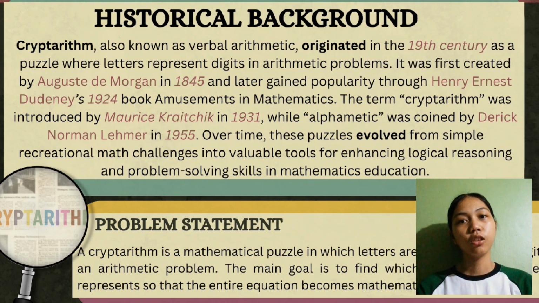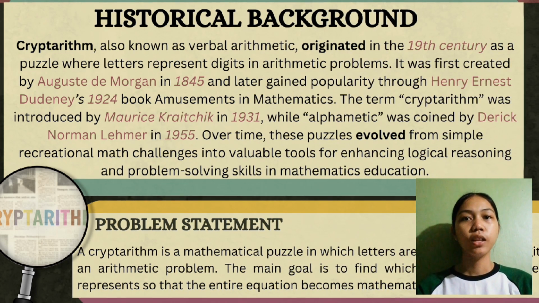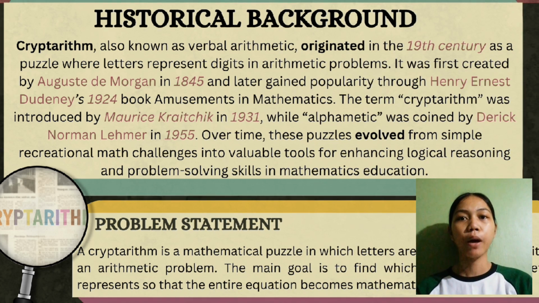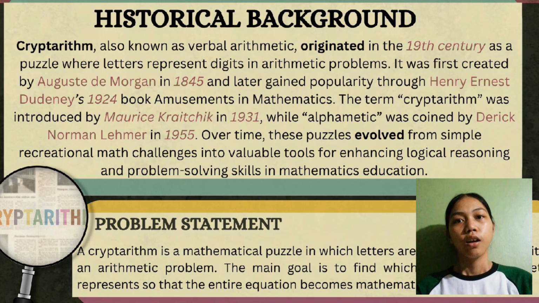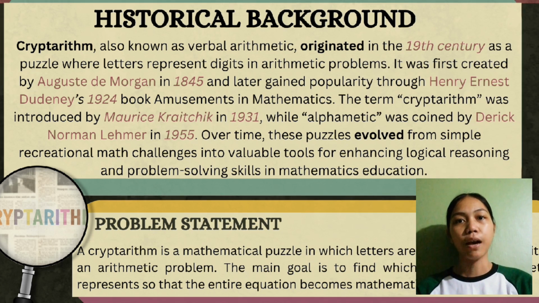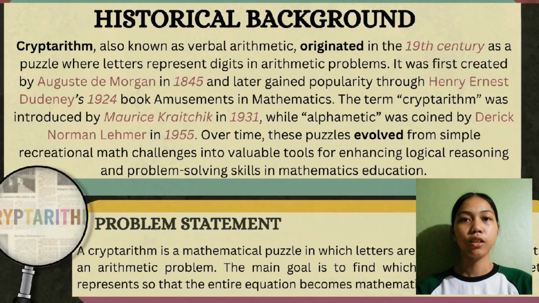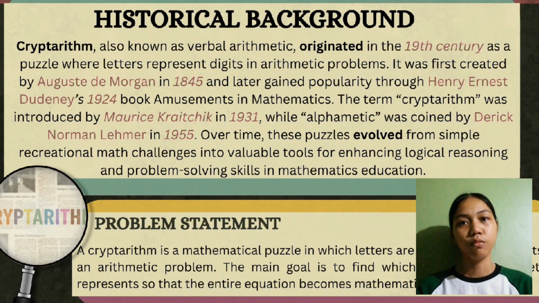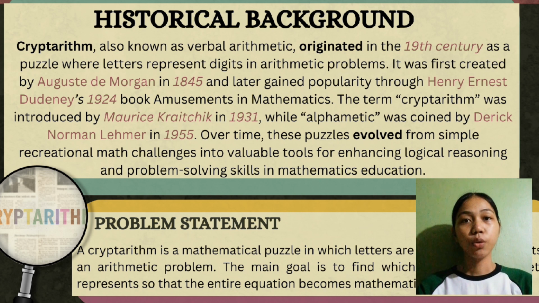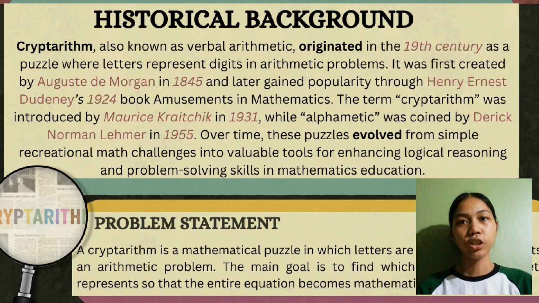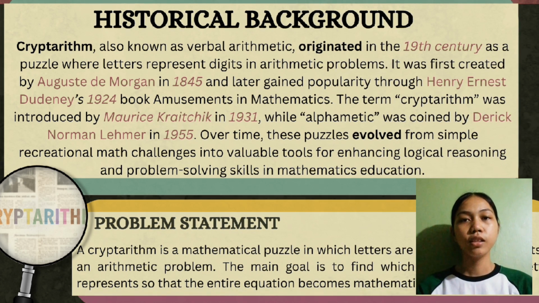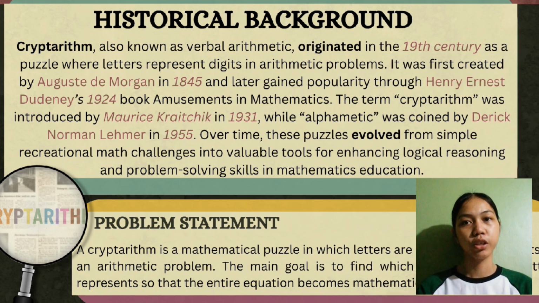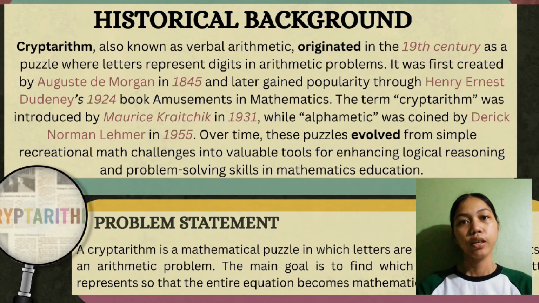Later on, in 1924, Henry Ernest Dudeney, another well-known puzzle creator, helped make cryptarithms even more popular through his book named Amusements in Mathematics. His work introduced cryptarithms to a wider audience and showed how enjoyable and thought-provoking they could be. Then, in 1931, Maurice Kraitchik officially introduced the term cryptarithm. This came from the word crypto, meaning hidden, and arithmos, meaning number, literally translating to hidden numbers.